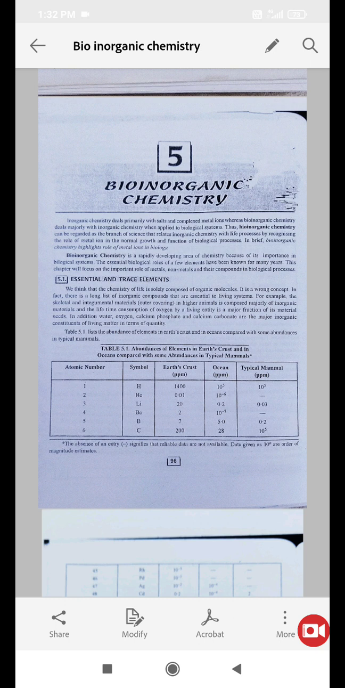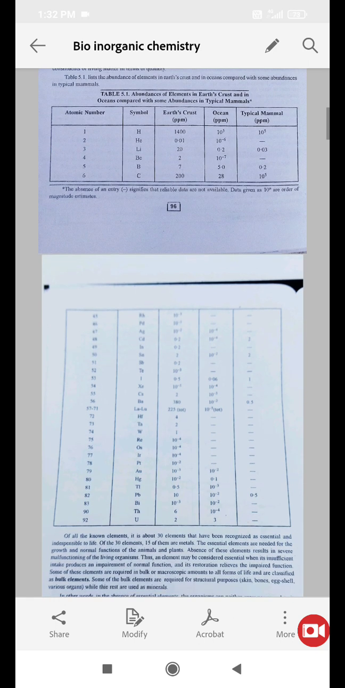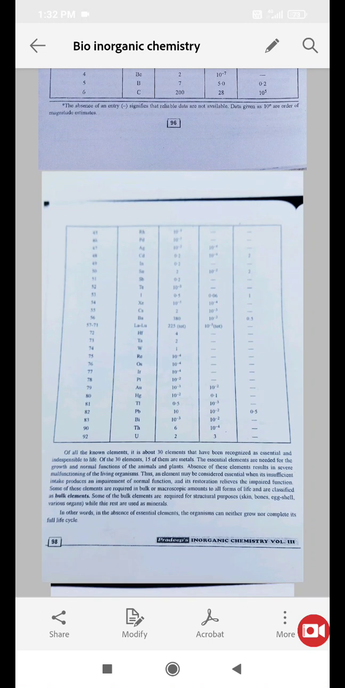In terms of quantity, table 5.1 lists the abundance of elements in the earth's crust and in oceans, compared with their abundance in typical mammals. This is the list of all known elements. About 30 elements have been recognized as essential and indispensable to life. Out of these 30 elements, 15 of them are metals. The essential elements are needed for the growth and normal function of animals and plants. Absence of these elements results in several malfunctions of living organisms.